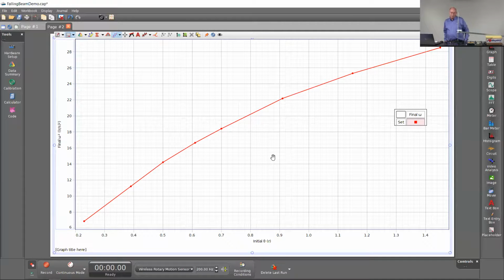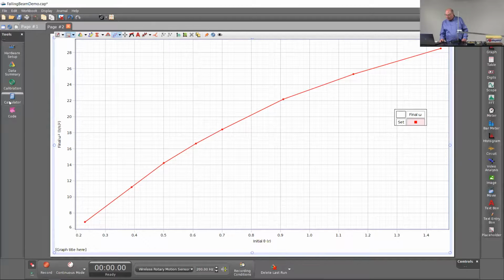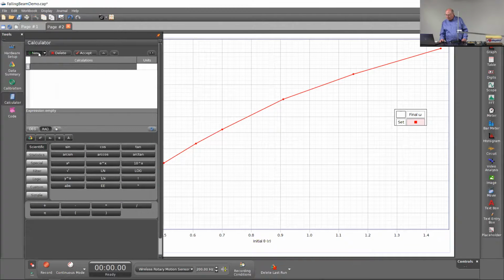It's not straight yet. And so the students, because they figured out the height is half the length, the change in height is half the length times the sine of the angle, maybe we need to try sine of the initial angle. And they'll know because they'll have an equation that they developed. It's not one of the quick calcs. So for that, I go over to calculator and I have a new calculation.